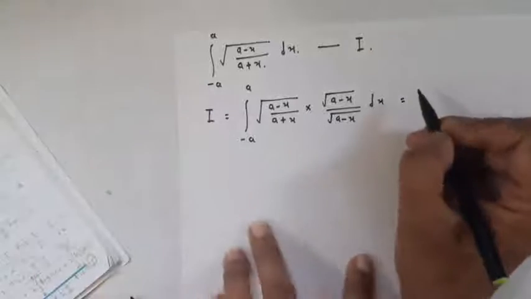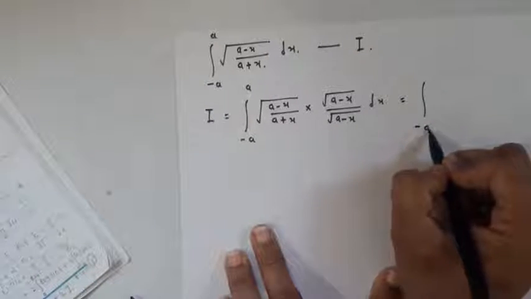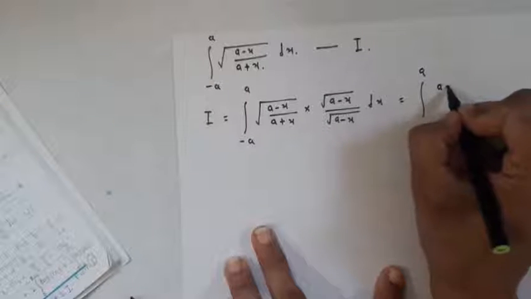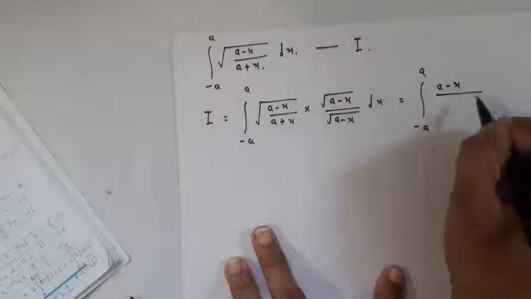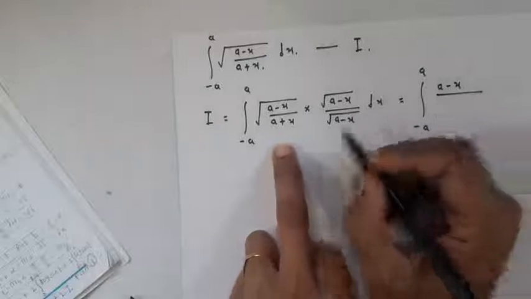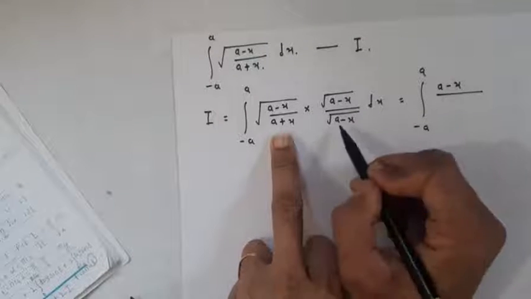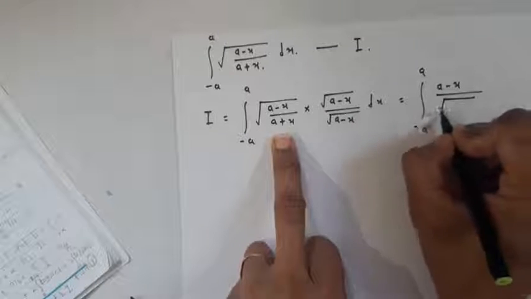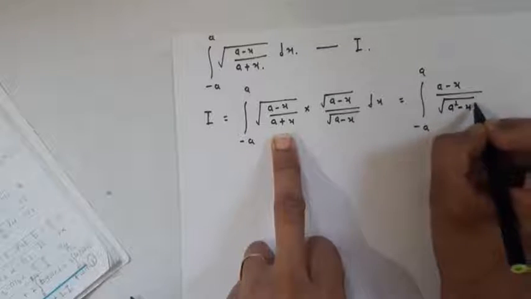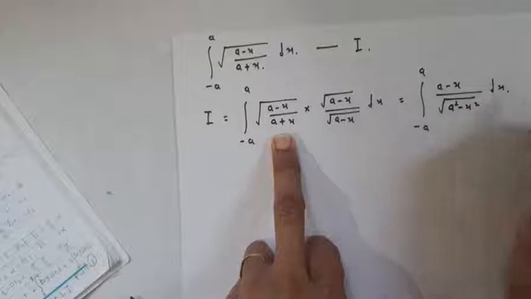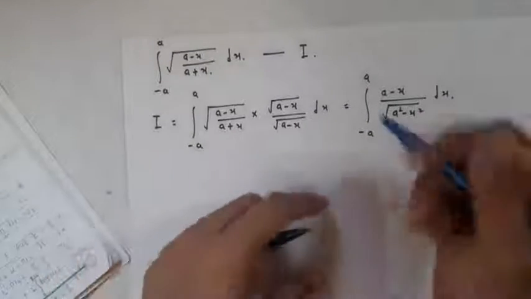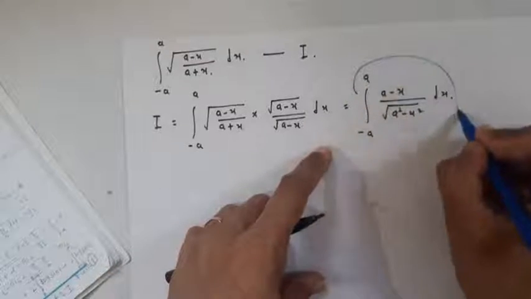So here at the numerator, square root of a minus x into square root of a minus x, the square roots get cancelled, and that is a minus x. Upon square root of a plus x into square root of a minus x, that is square root of a square minus x square, with respect to x. This is the integration. So students, let us see this integral.